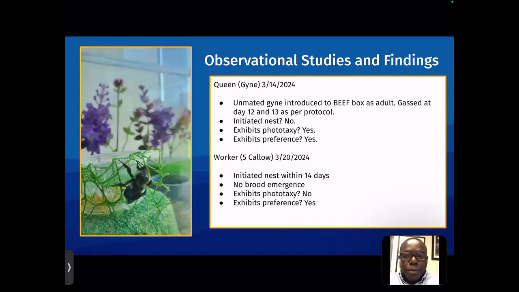I ran another treatment of just 5 callow workers, and they did initiate a nest within 14 days, which is typical, but no brood emerged. They did not exhibit phototaxis, which means they did not even want to explore the upper box. And did they exhibit preference? Yes, they stayed in their nest where their brood was, which is normal for the species.